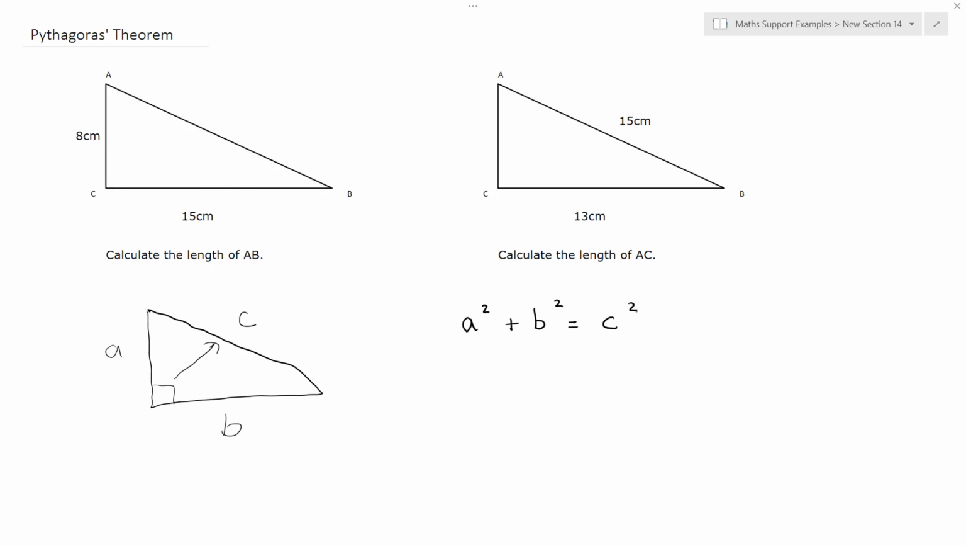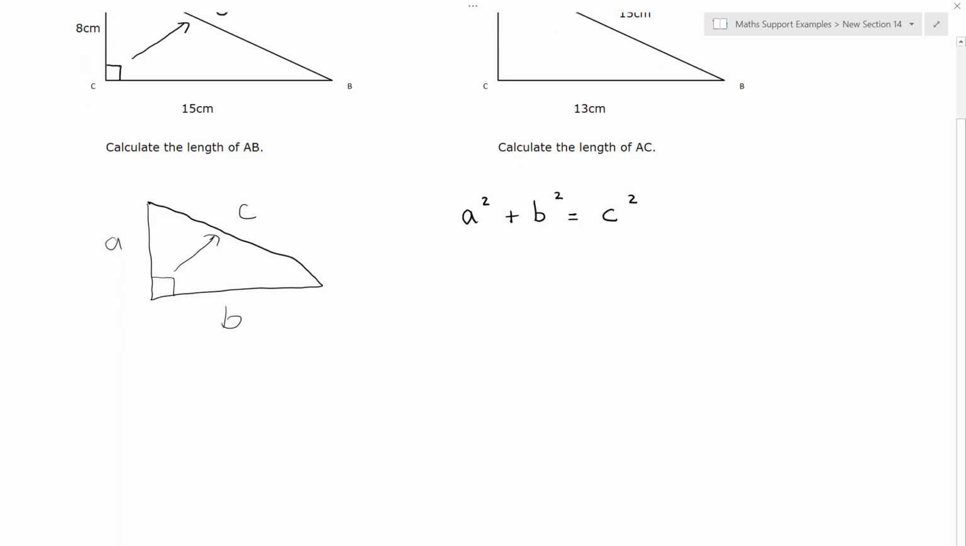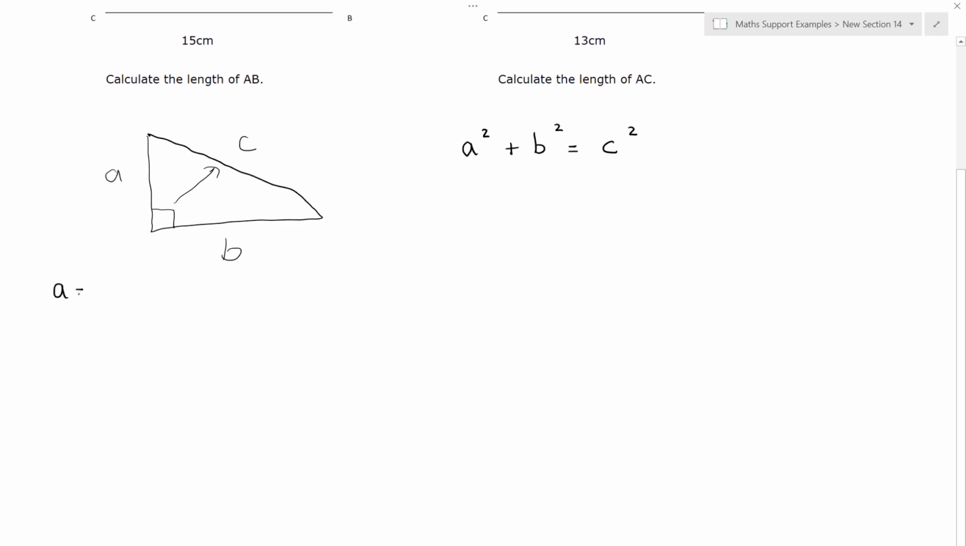Let's have a look at this first example. We have an 8 cm side, a 15 cm side, and the missing side AB. Now, if we draw in our right angle, we can see the side opposite is AB, which is a missing side. So we can see that AB is our hypotenuse, and we'll call that C. It doesn't matter which we call A and B. Let's say A is equal to 8 and B is equal to 15, and C is our unknown.